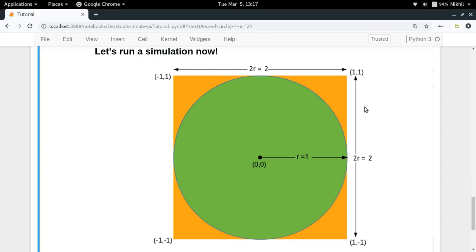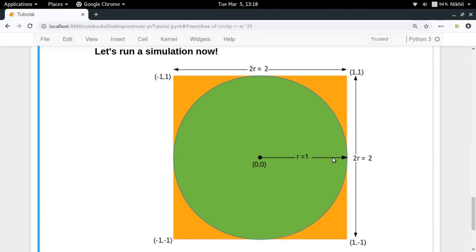So first of all, I am putting my dartboard on a 2D plane. On the 2D plane, the center of the dartboard is at the 0, 0 position, and the edges of the square will be at -1, 1; 1, 1; 1, -1; and -1, -1, like this, because the radius has been taken as 1. So this is how my figure looks.